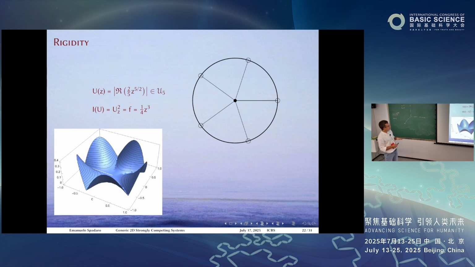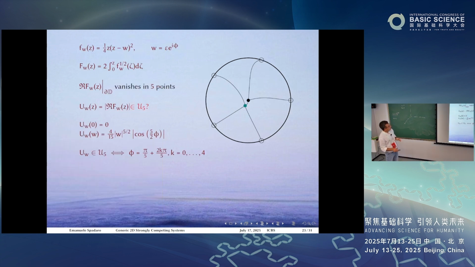And let me explain this via a picture. So for example, let's take a multiplicity 5 point, which is the real part of z to the 5 over 2. Its Hopf differential is z cubed. In fact, an order 3 zero of the Hopf differential is a multiplicity 5 point of our solution. So here is the graph. You see in some sense here this transmission condition coming from the Euler-Lagrange equation.